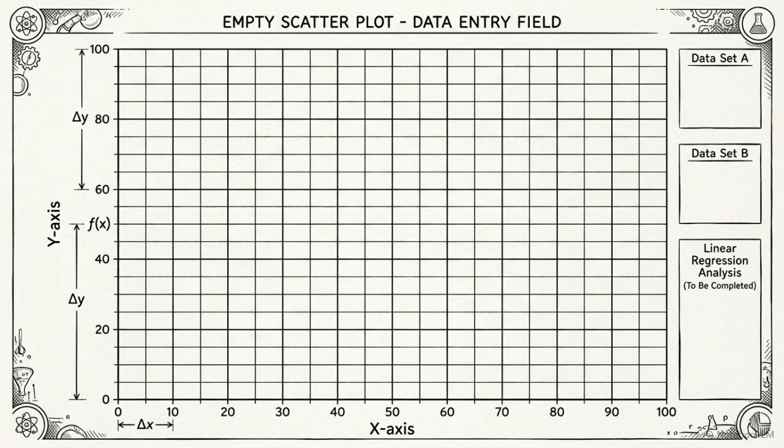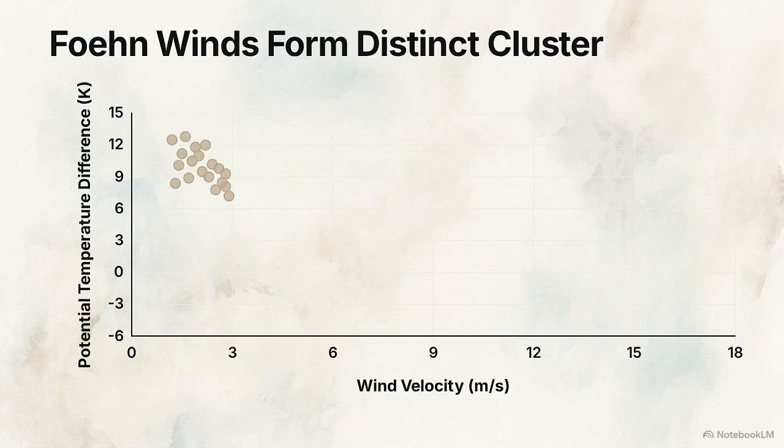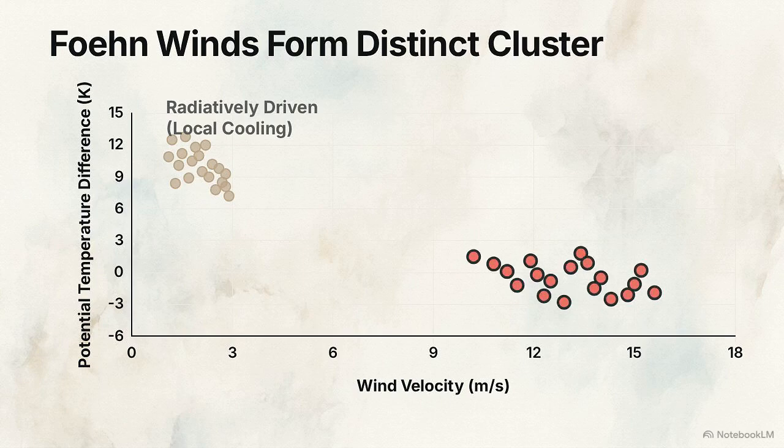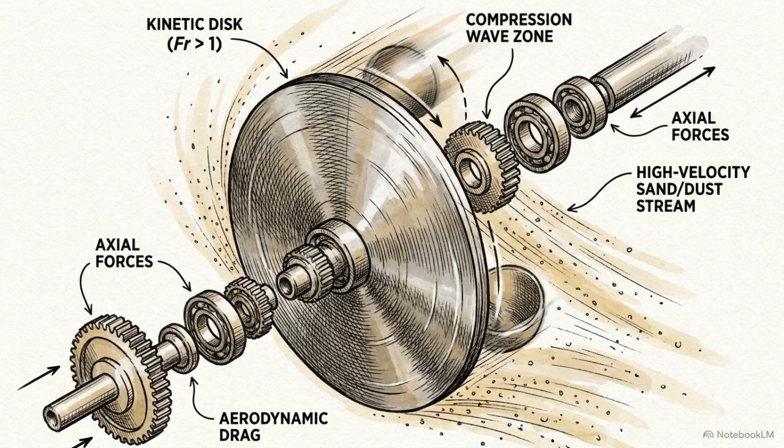This scatter plot shows the potential temperature difference between the mountain crest and the valley floor against the resulting wind velocity. For a standard radiatively driven wind, a grouping appears here, a high temperature gradient of 7 to 13 Kelvin, resulting in a weak flow of just 1 to 3 meters per second. The Dead Sea Foehn events create a second distinct cluster. Here, the temperature gradient is negligible, sometimes even negative, yet the kinetic energy is massive, with wind velocities reaching up to 16 meters per second.